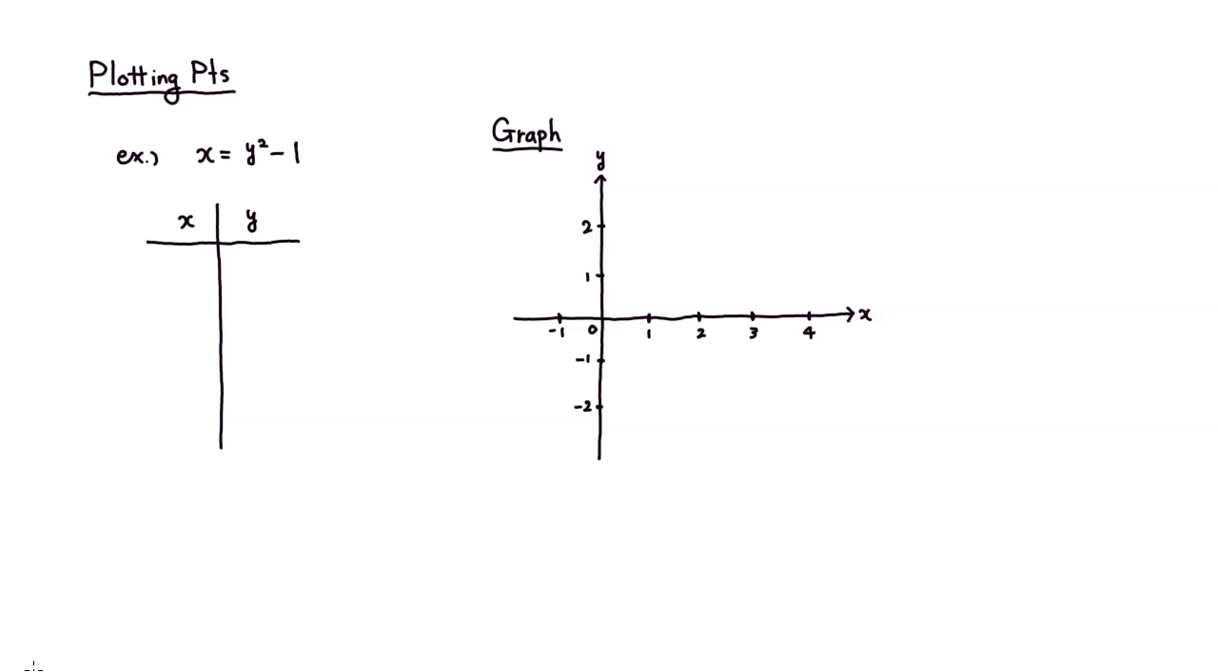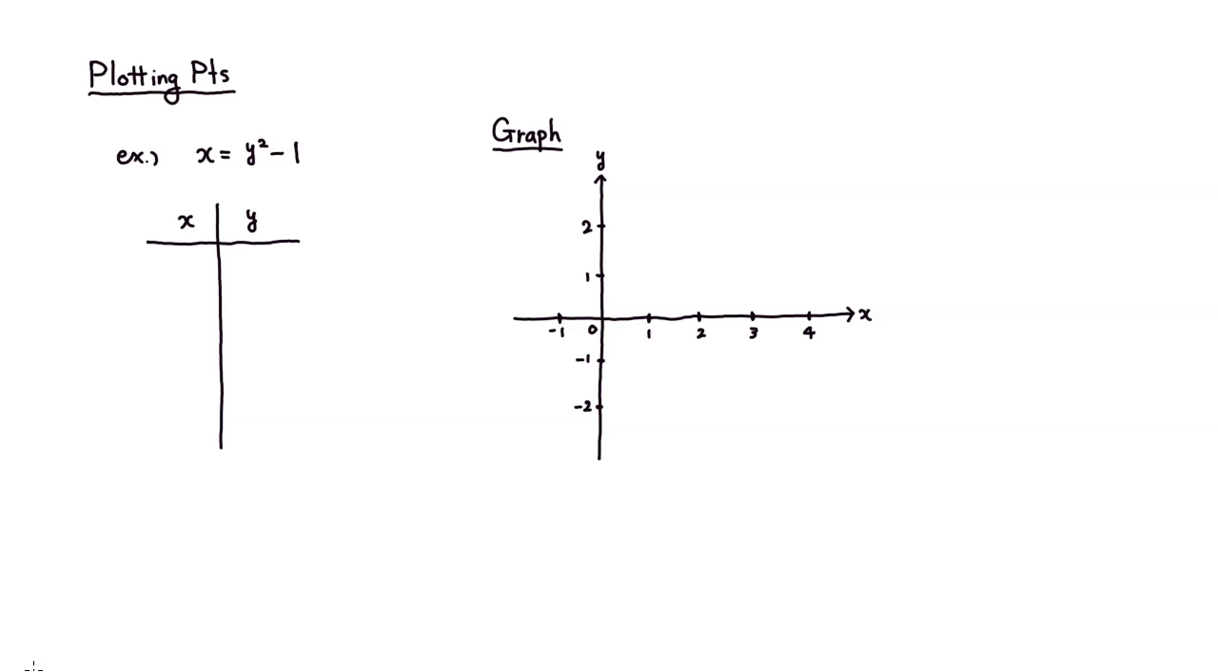All right, let's look at graphing by plotting points. It's probably the easiest to just dive right into an example. So I'm going to try to draw the graph of the equation x equals y squared minus 1. This is a kind of primitive method, but if you have no other clever way of producing the graph, this will work.